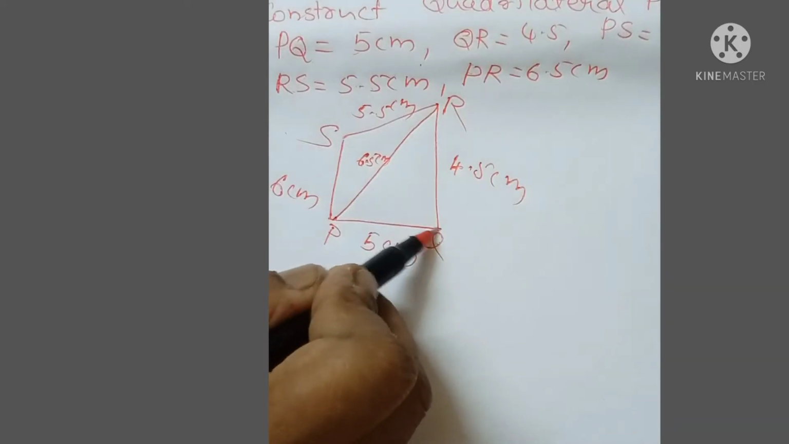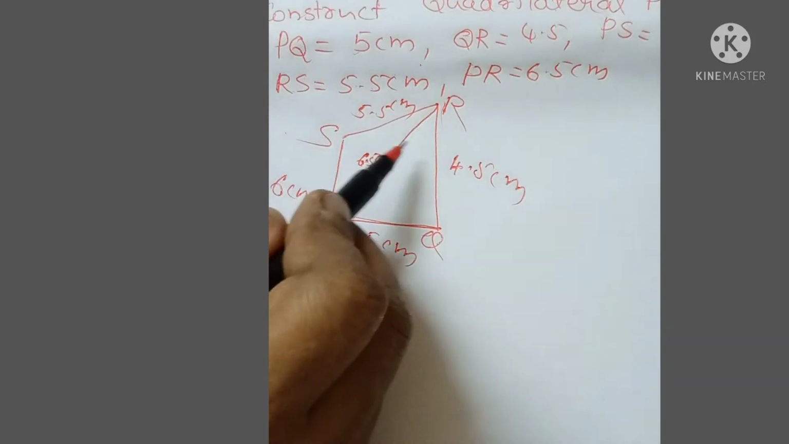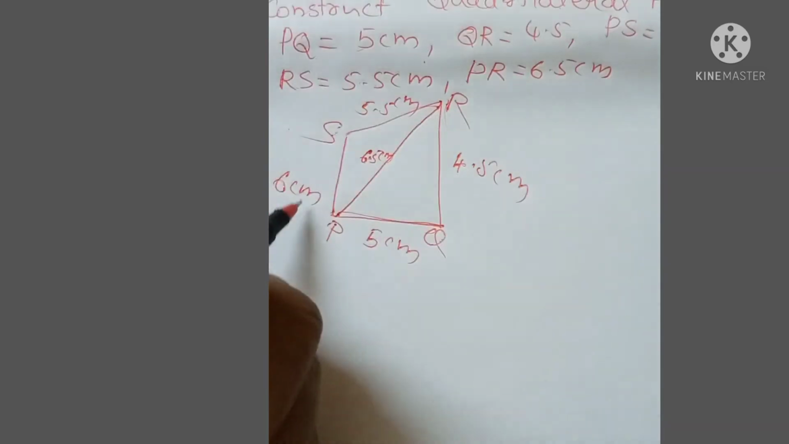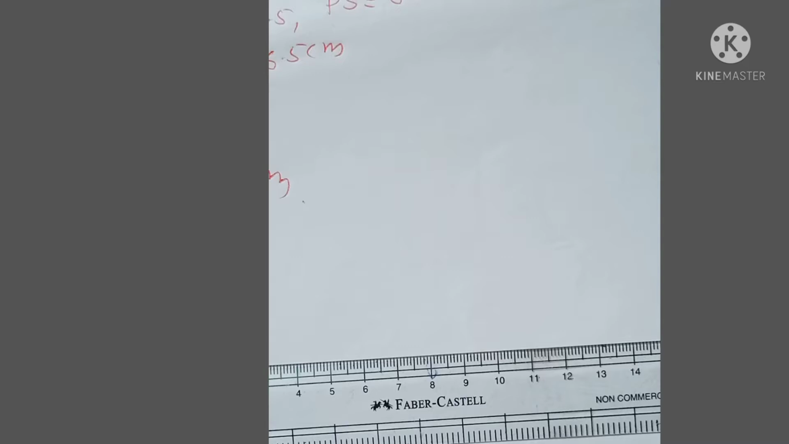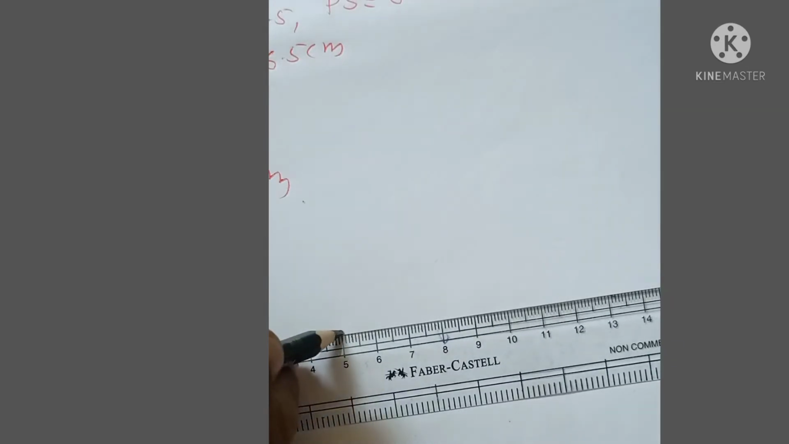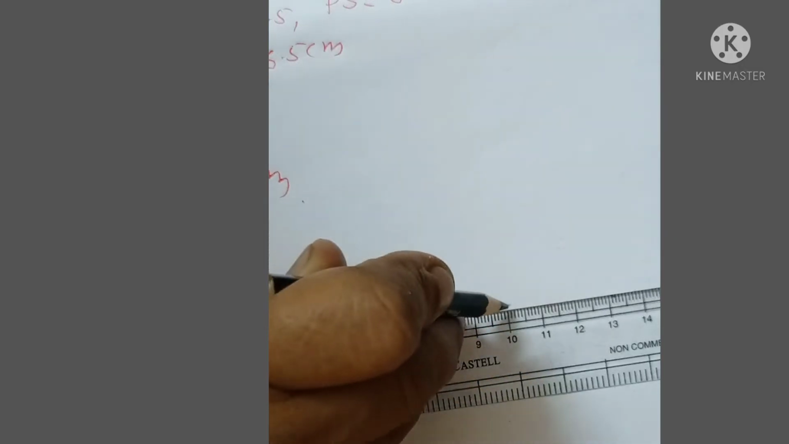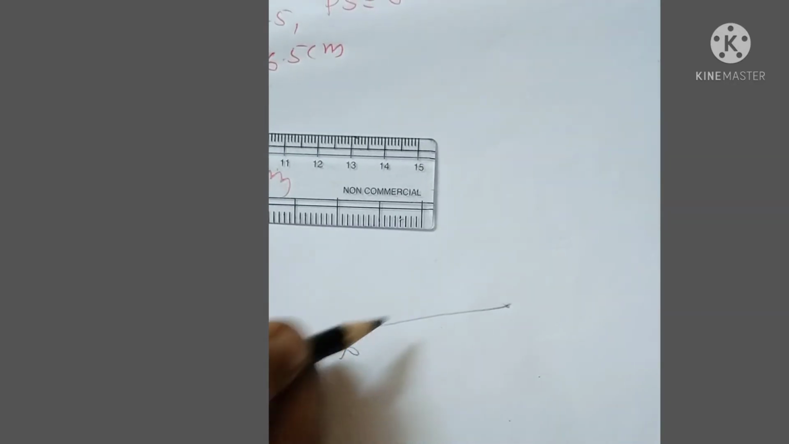Here first we want to construct this triangle PQR. Then after that we want to construct with the measures of PR, SR and SP. Then after that we will get the quadrilateral PQRS. Here first we want to take PQ 5 cm. So from 5, so this is PQ. Then we want to name it as PQ.